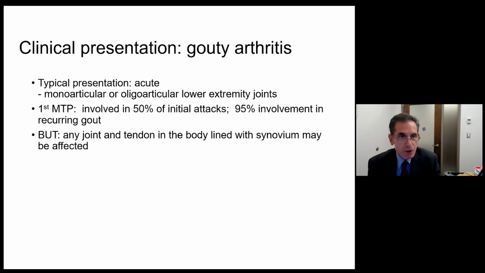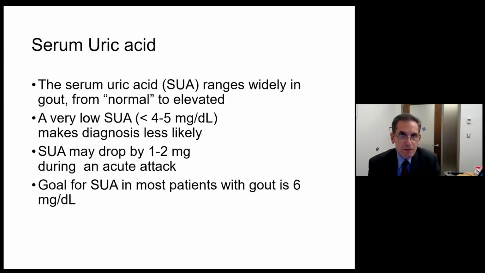But it's important to note that any joint and tendon in the body lined with synovium may be affected. What about the serum uric acid? It's important to remember that the serum uric acid ranges widely in gout from normal to elevated. So if a patient has a very low serum uric acid, say less than 4, this makes the diagnosis of gout less likely. But it's important to remember that in an acute case of gout, the serum uric acid level may drop 1 to 2 milligrams per deciliter during that acute attack.